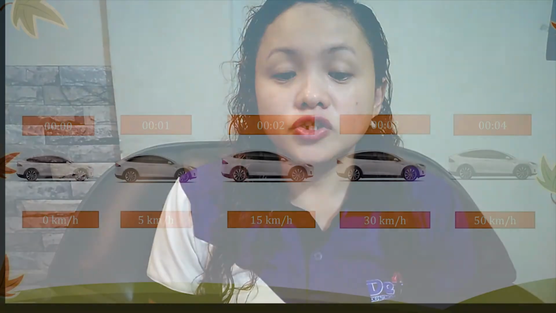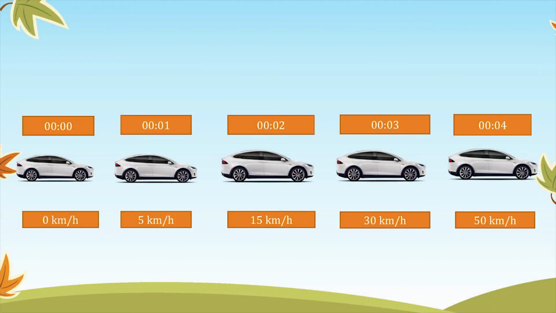Vehicles rarely move at constant speed, but oftentimes they change speed. Consider the figure below. The figure shows the reading of a car at 1 second interval within 4 seconds. Initially, the car was at rest. The car started to move.